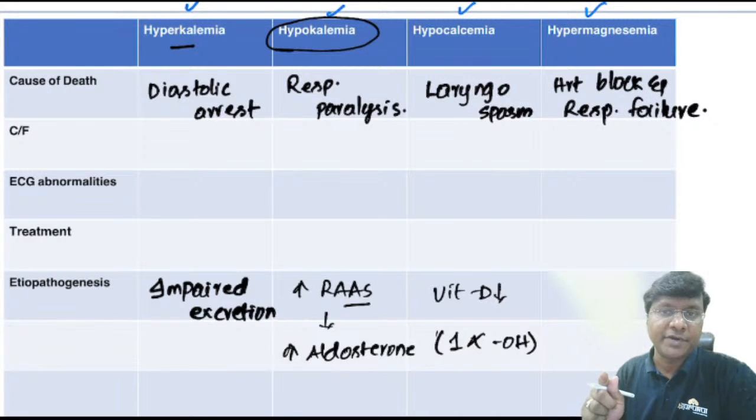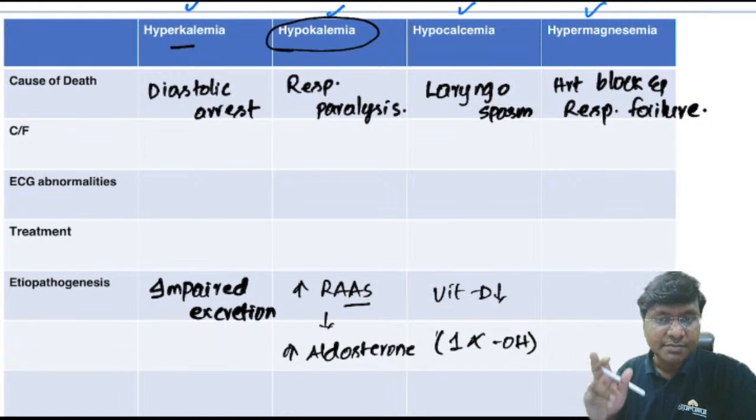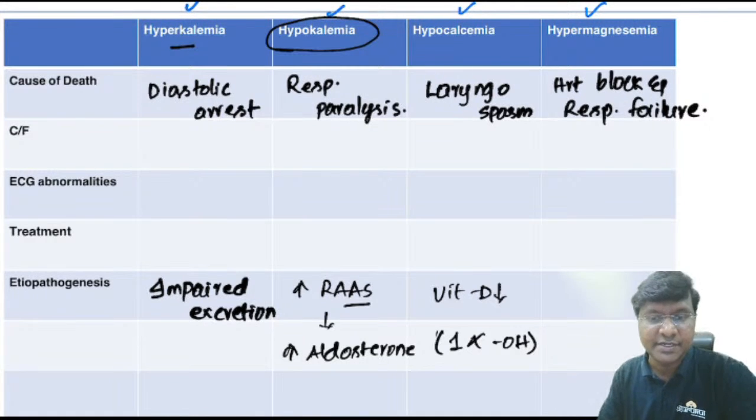And this active form of vitamin D is called calcitriol, and this calcitriol from the kidney goes to the level of the intestine. At the level of the intestines, it will cause the reabsorption of calcium. And whenever there is renal failure, vitamin D synthesis does not occur. Because vitamin D synthesis does not occur, the calcium absorption at the level of the intestine does not occur.